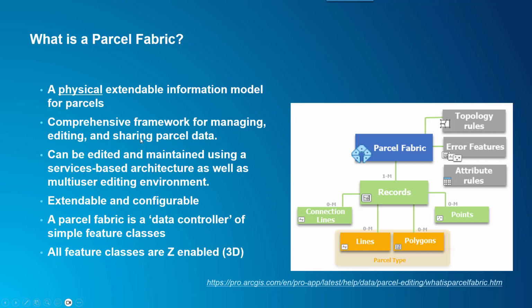The data, once you store it in a parcel fabric, can be edited using services, so web services, service-oriented architecture. That means you can access the data from any type of client. You can support a multi-user versioned environment for editing. Extendable and configurable, as we'll see soon. A parcel fabric is a controller. So if you think about a parcel fabric, it has no data. It just controls other simple feature classes, which are here. And you can see here, and we'll talk about the structure soon, that the record is the source. Everything is definable because it's always tied to the source.